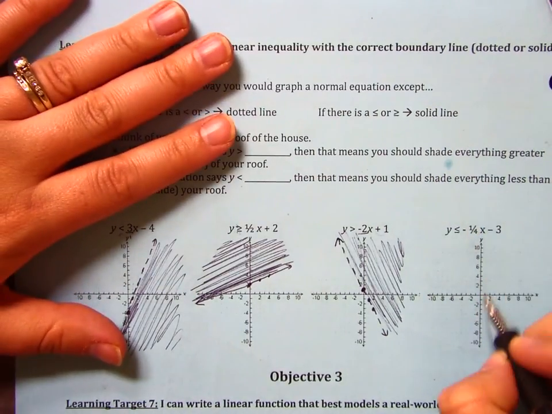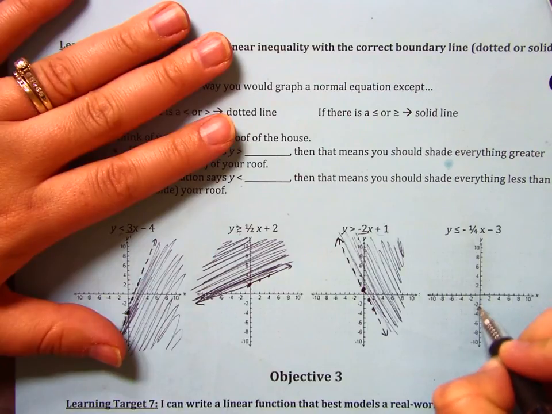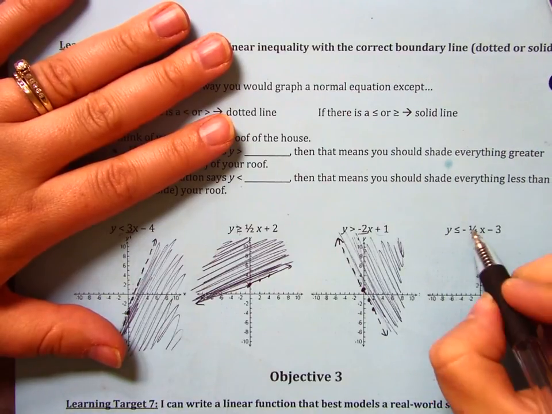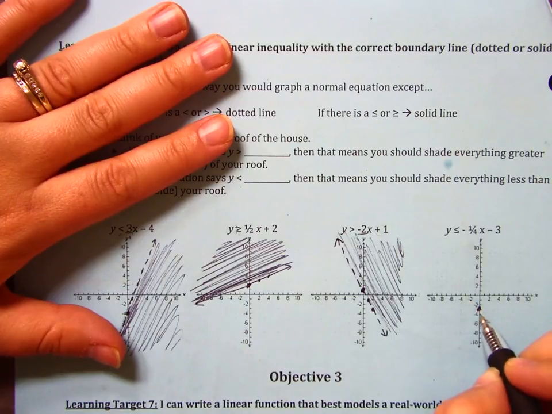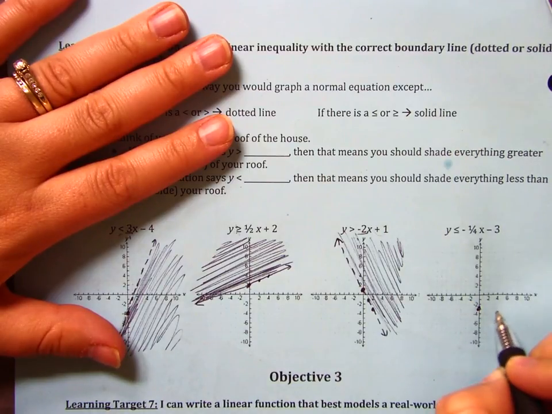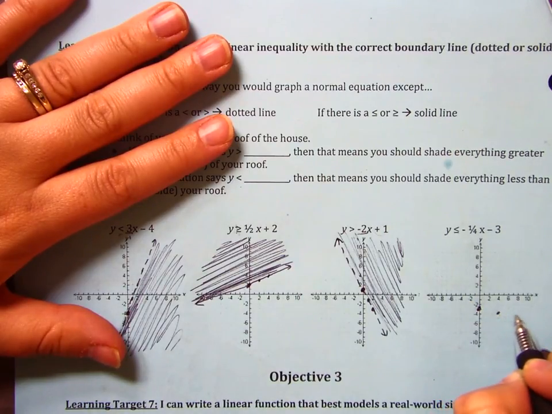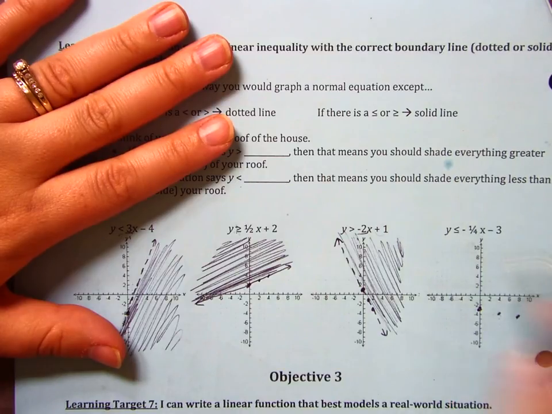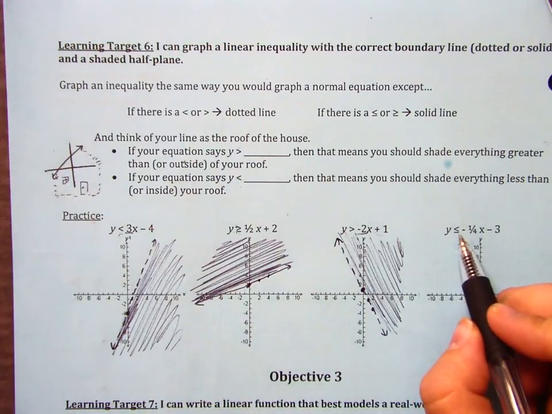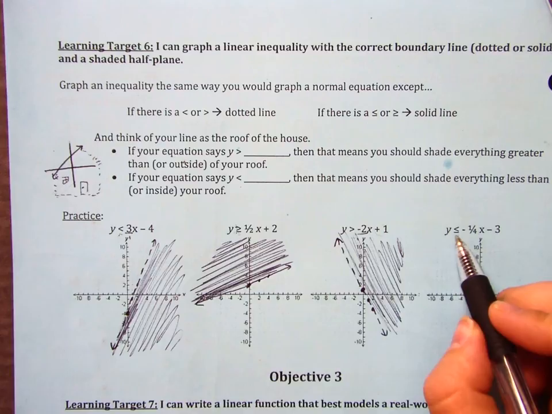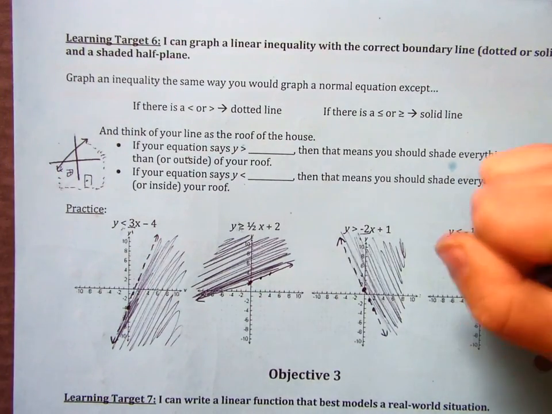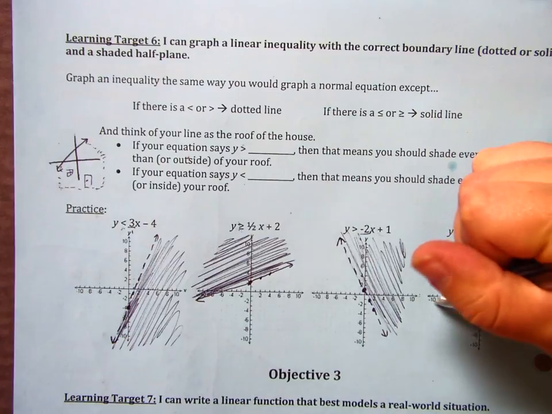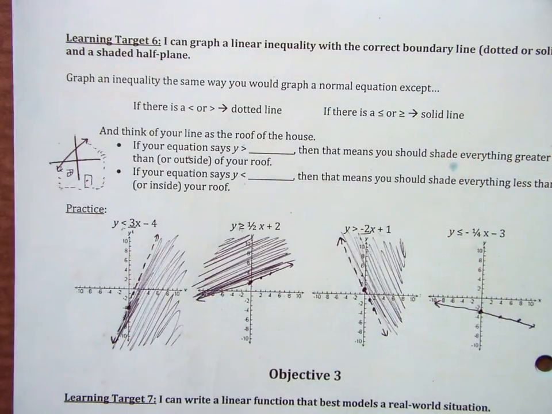Over here, I start at negative 3. My slope is a negative 1 over 4, so I'm going to go down 1 over 4, down 1 over 4. It's going to be a solid line because there is a line underneath my symbol. It's less than or equal to. So I want my solutions to include the line, be equal to the line.